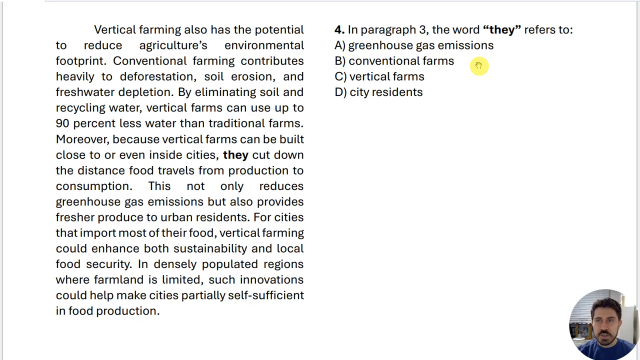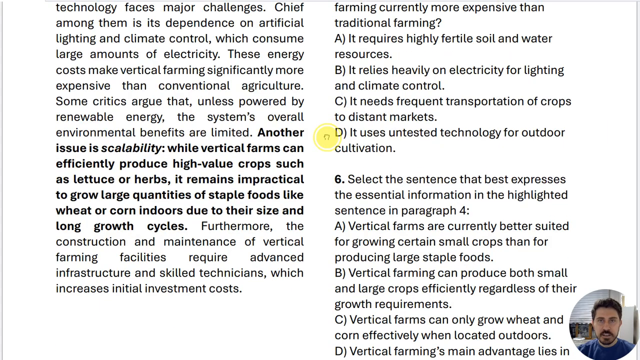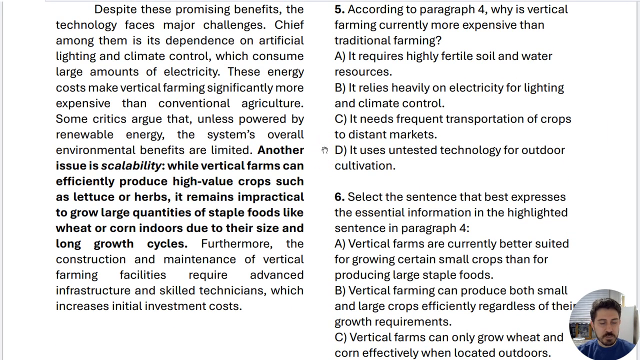Question number 4 is a reference question. In these questions, the answer typically comes from the same sentence that the reference is located in or the one before that. We can safely say that this is a relatively easier question type compared to most others. When we take a look at this, we can see that they refers to vertical farms. So the answer should be option C. Let's continue with question number 5.